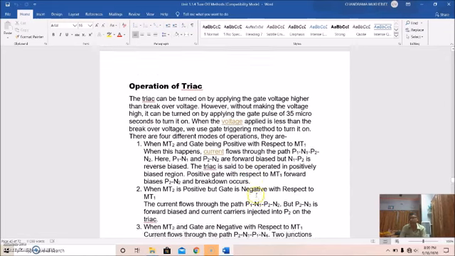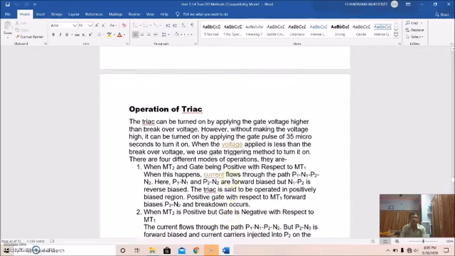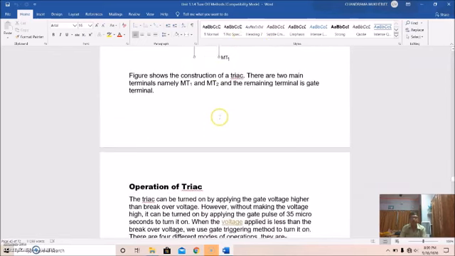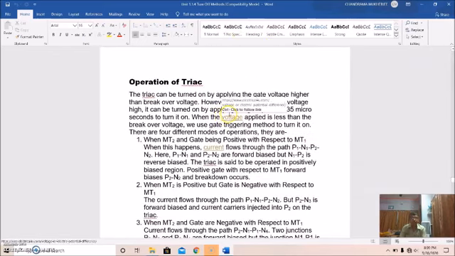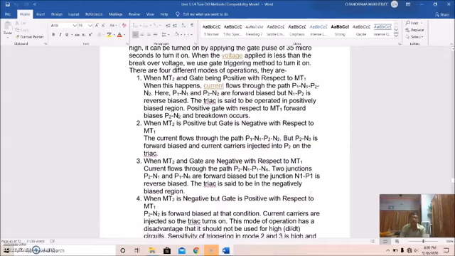forward biased P2, N2, and breakdown occurs. Second mode, when MT2, main terminal 2, is positive but gate is negative with respect to main terminal 1, the current flows through the path P1, N1, P2, N2 this way. But P2, N2 is forward biased, and current carriers are injected into P2 of the TRIAC.